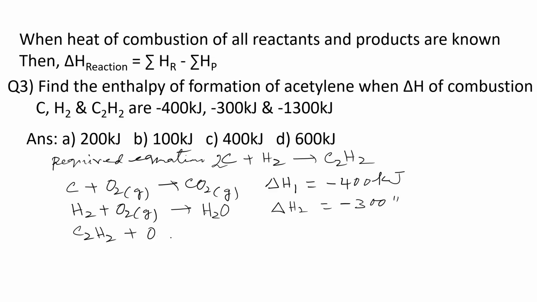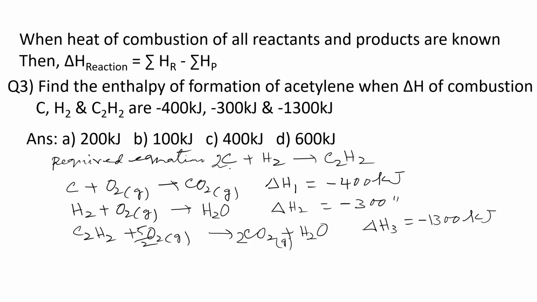Okay, and the heat of combustion of acetylene is given: C2H2 plus oxygen gives carbon dioxide plus water, and here there are 2 carbons, that means 2 twos are 4, 5. So it will be 5/2 oxygen, and this value delta H3 is minus 1300 kilojoules. Okay, now we have to find out the heat of formation of acetylene by putting in this formula, because all heat of combustion values of the reactants and products are given.